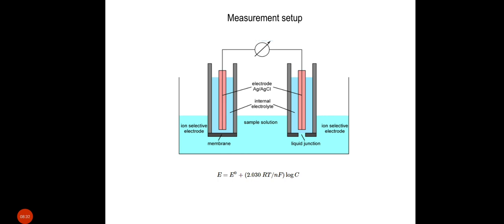There is also a reference electrode similar to the ion selective electrode, but there is no ion to be measured in the internal electrolyte, and the selective membrane is replaced by a porous frit, which allows the slow passage of the internal filling solution and forms the liquid junction with the external test solution. The ion selective electrode and reference electrode are connected by a millivoltmeter. Measurement is accomplished simply by immersing the two electrodes in the same test solution. So this is the measurement setup of ion selective electrode.